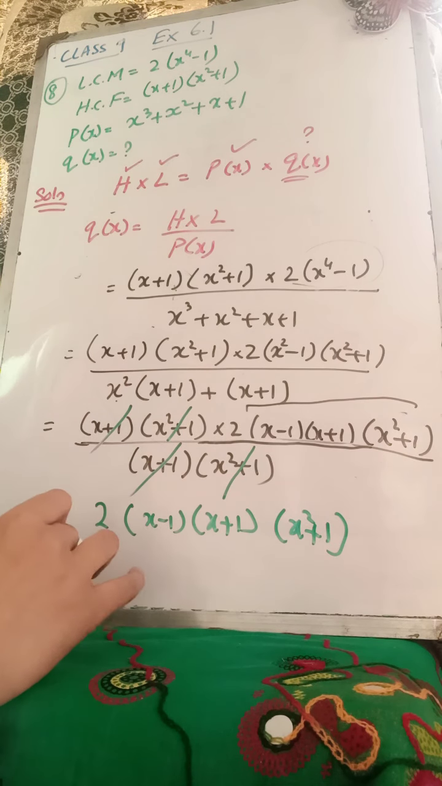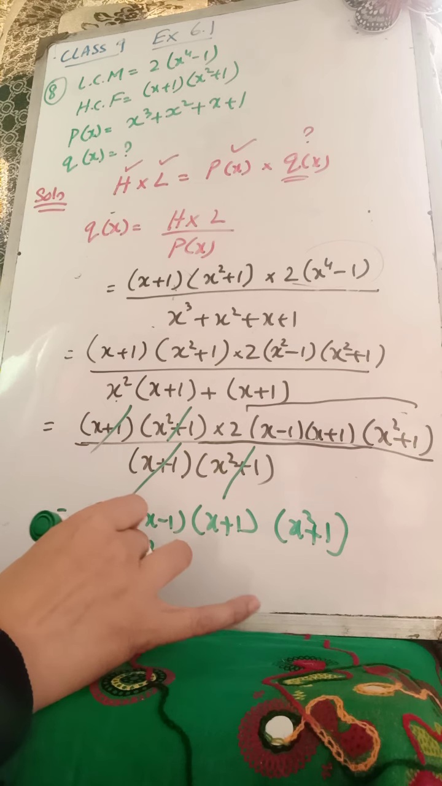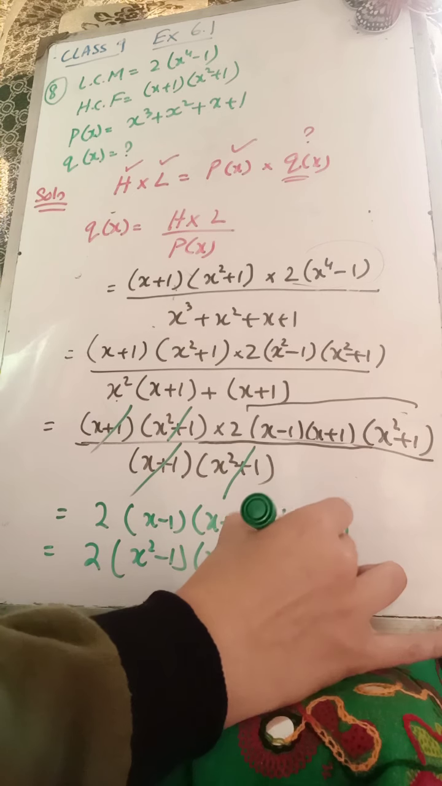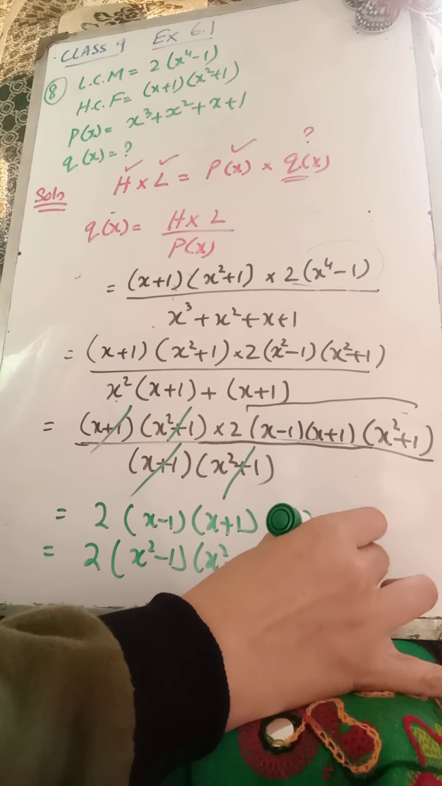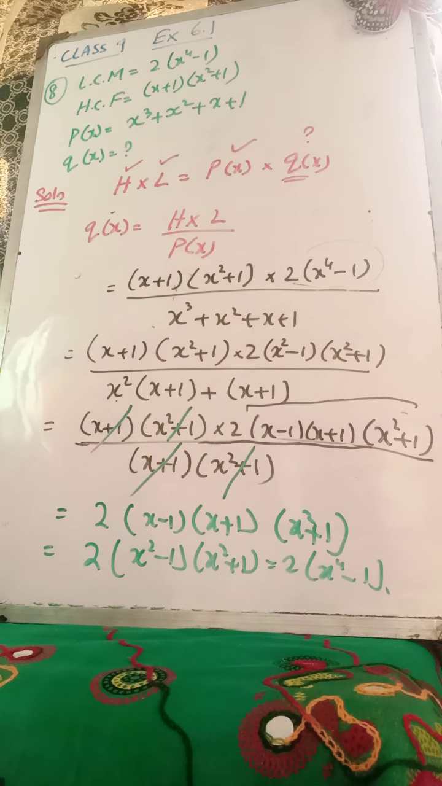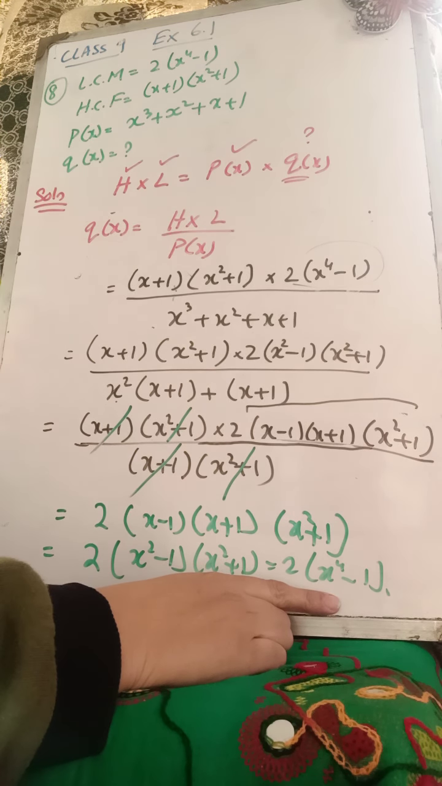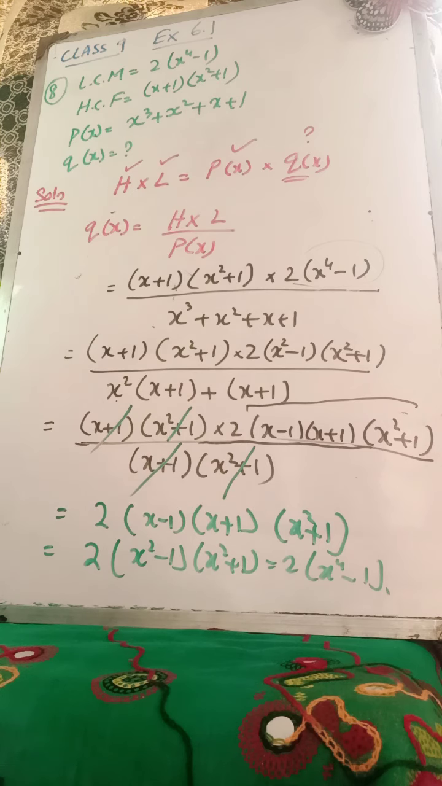So after multiplying this, what I am going to get is x square minus 1 into x square plus 1, which will be twice of x raised to power 4 minus 1, and this will be the answer. So the next polynomial will be twice of x raised to power 4 minus 1. This will be the answer.